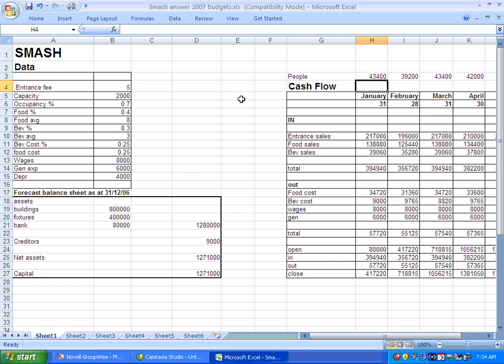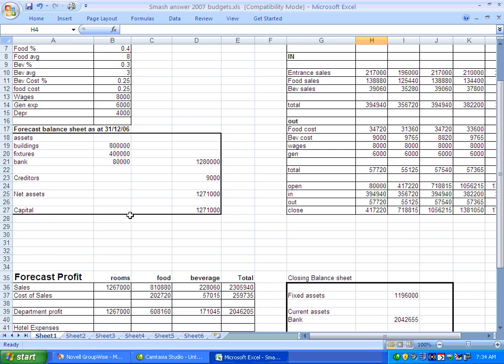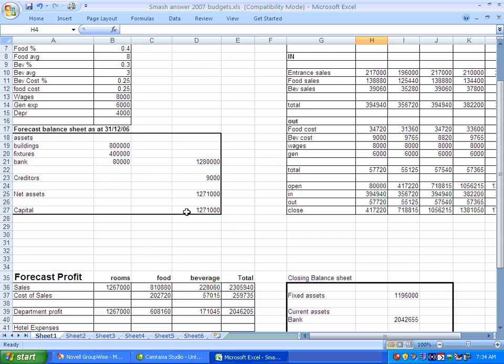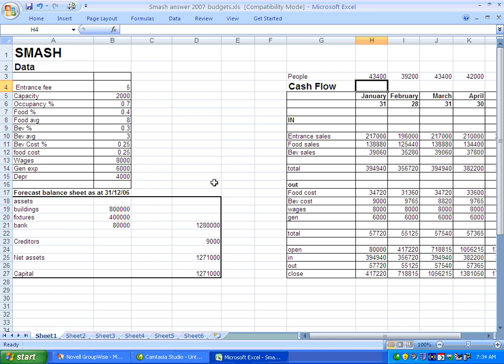In this video, we'll just explain a cash budget, and a forecast balance sheet and forecast profit and loss. We'll explain it using the SMASH example. The explanation of the business is obviously in the question sheet, from which we draw up a data bank for use with a spreadsheet.